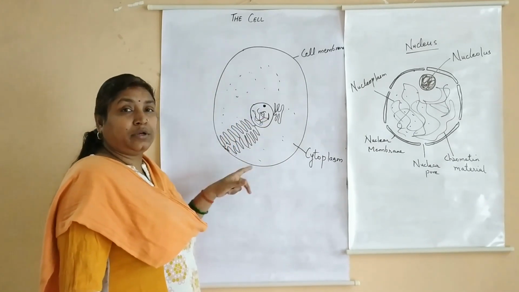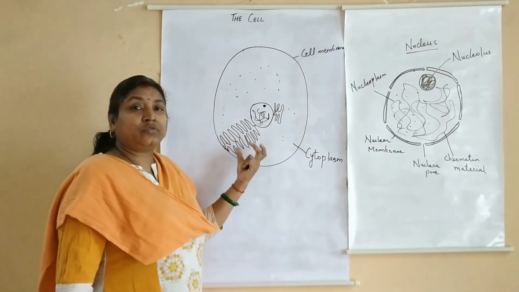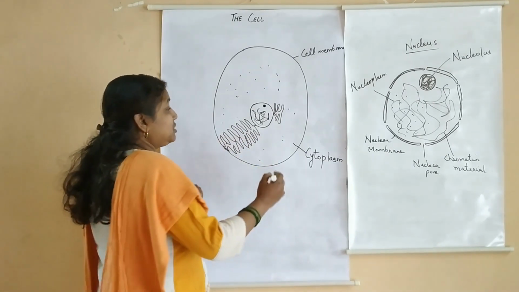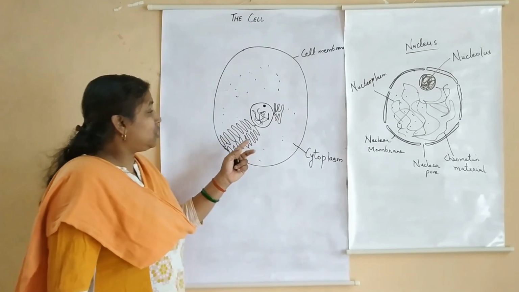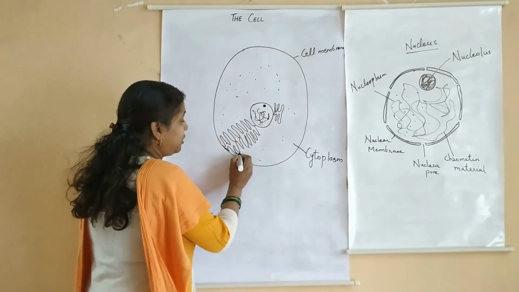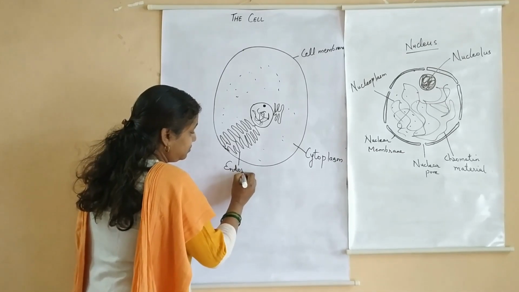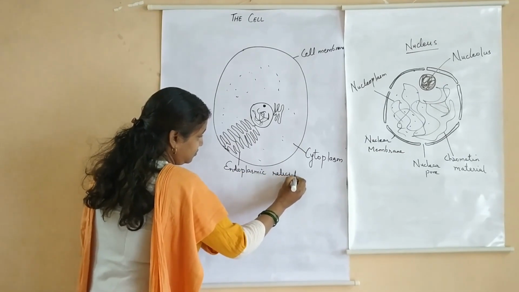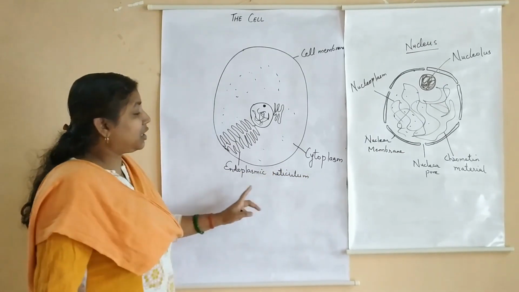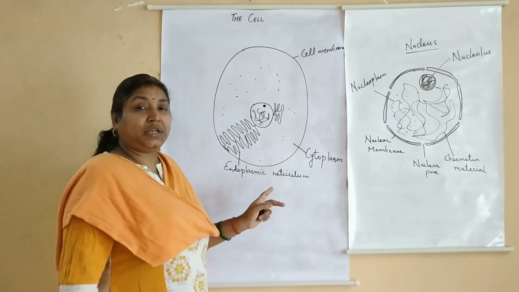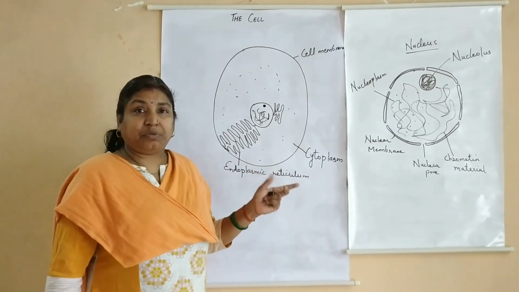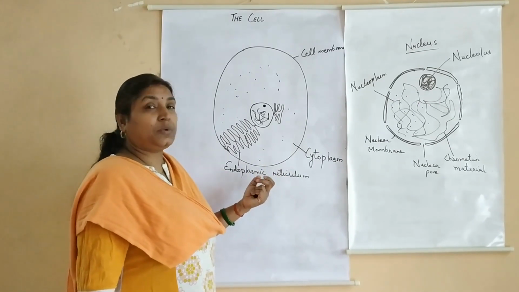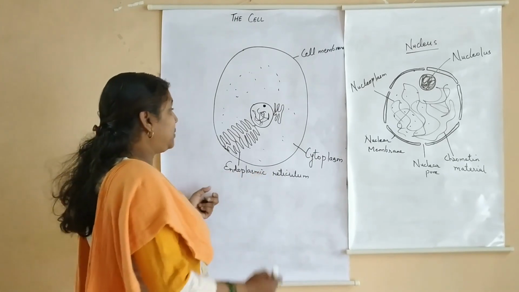Being an irregular network, it also acts as a skeleton of the cell, giving the cell a firm shape. Next, you will see there are two types of endoplasmic reticulum. They are smooth endoplasmic reticulum and rough endoplasmic reticulum, based on the presence or absence of ribosomes on them.